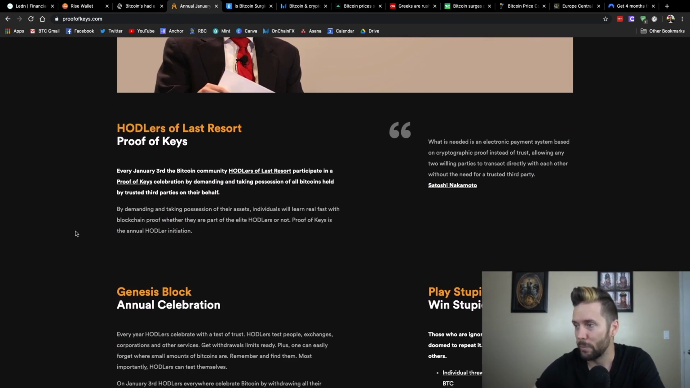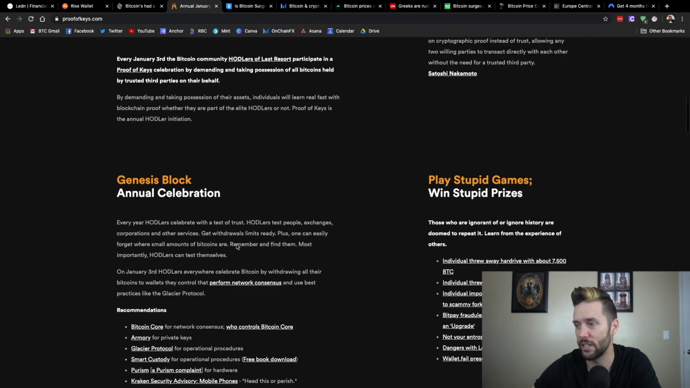Every January 3rd, the Bitcoin community of hodlers of last resort participate in Proof of Keys. It's a celebration that demands you take possession of all Bitcoins held by trusted third parties on your behalf. By demanding and taking possession of their assets, individuals will learn real fast with blockchain proof whether they are part of the elite hodlers or not. Proof of Keys is an annual hodler initiation.